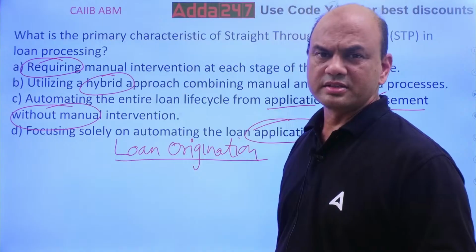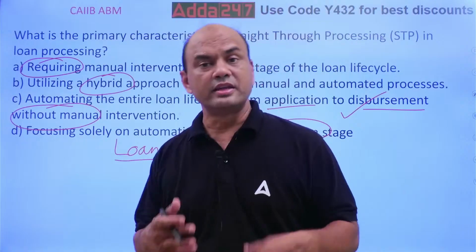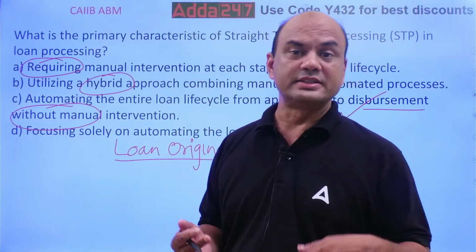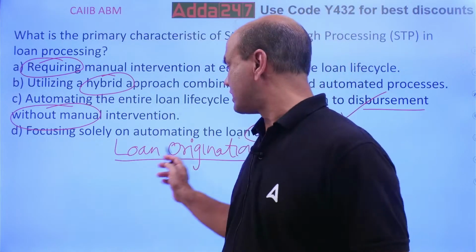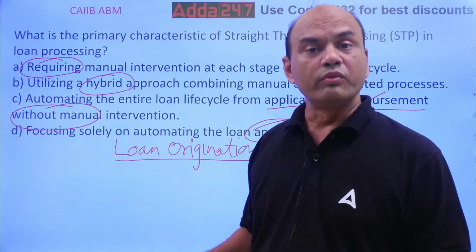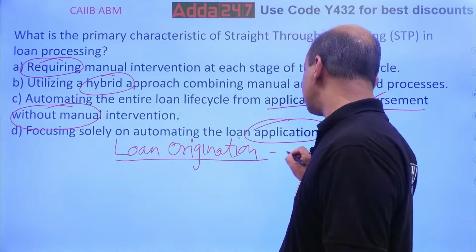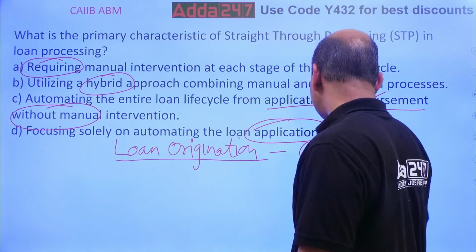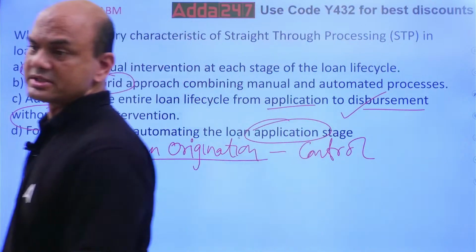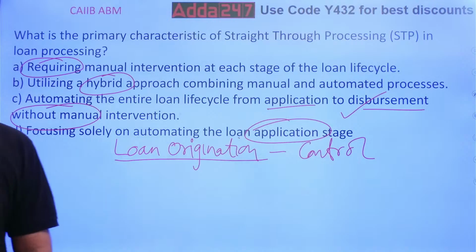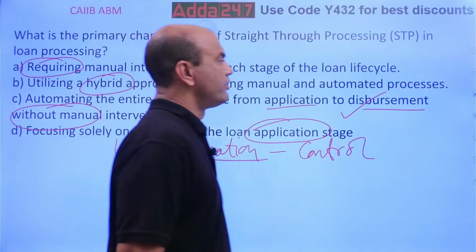What are the stages? Application, then visits, then collateral, then analysis, then sanction, then disbursement, charge creation, all these are under loan origination. Once the origination is over, there is one more stage remaining. That's called as control and monitoring. That does not come under origination. Got it? Clear? Everyone clear this concept?